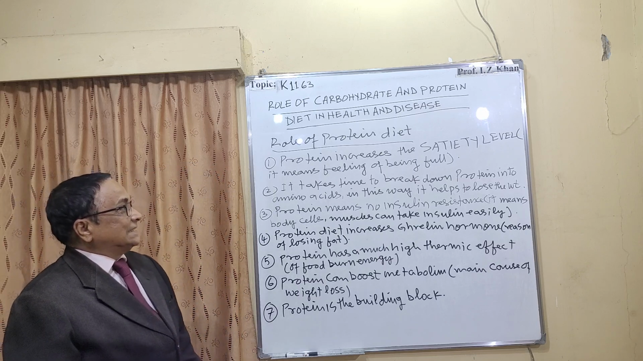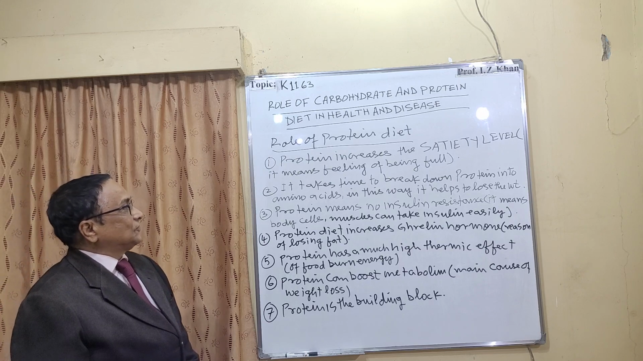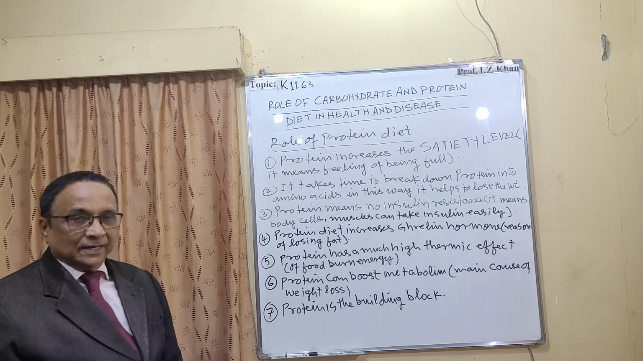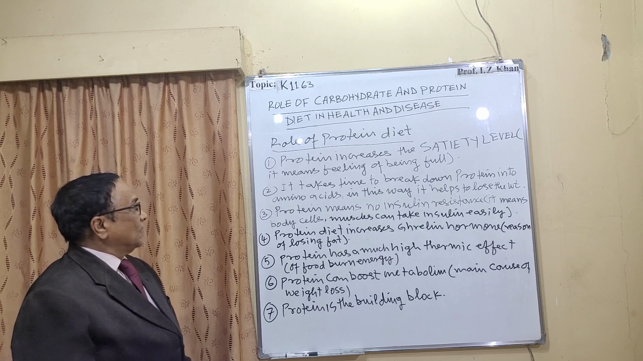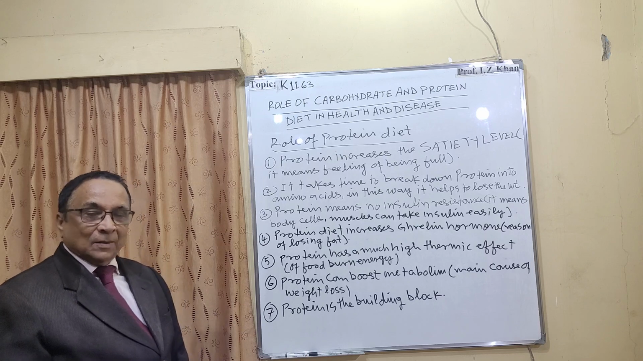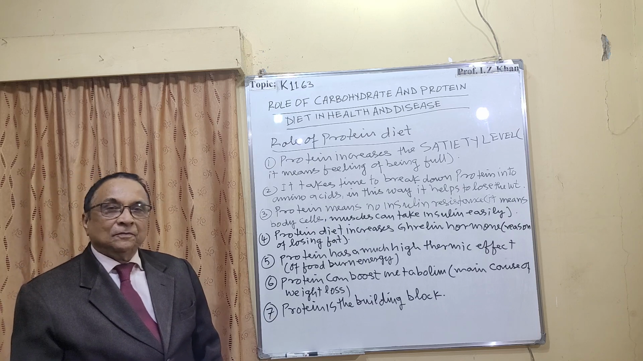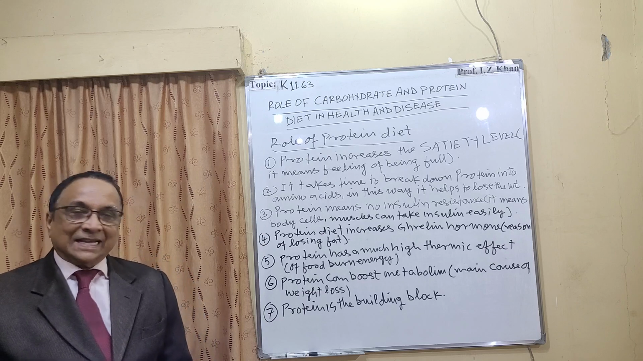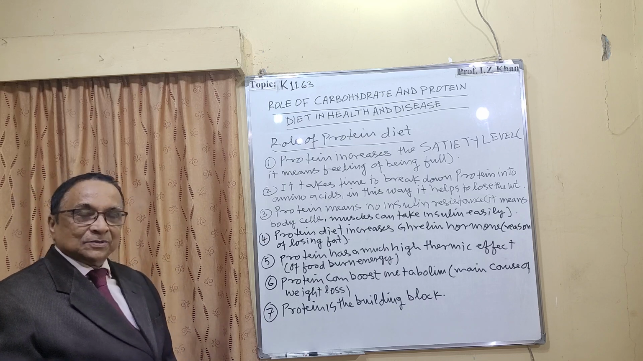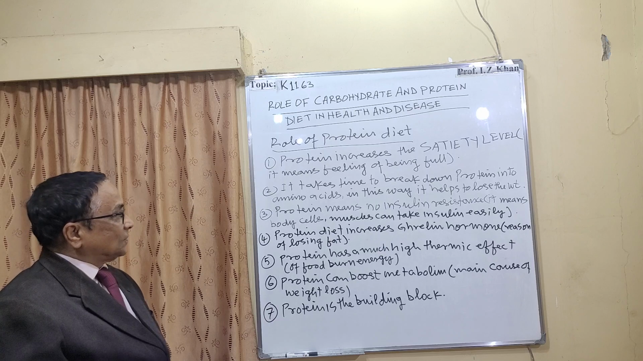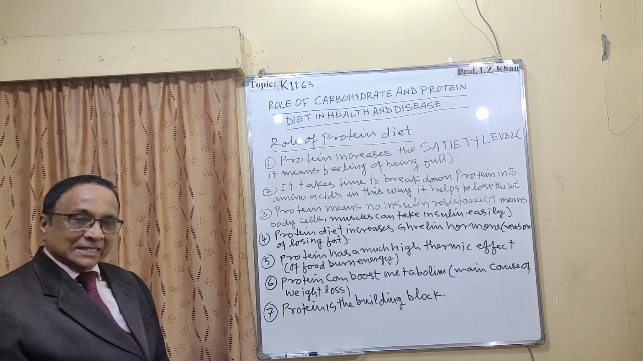Number 1, protein increases the satiety level. Satiety level means feeling of being full. You will not feel hungry, and that state is called satiety level. Number 2, it takes time to break down protein into amino acids. If you take any meat, it takes at least 3 to 4 hours to break down into amino acids. But in the case of carbohydrate, it is quickly broken down into glucose, I mean sugar. Since it takes a lot of time to completely hydrolyze protein into amino acids, in this way it helps you to lose weight.